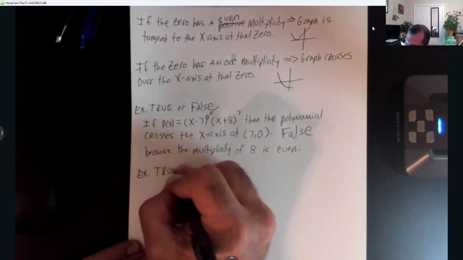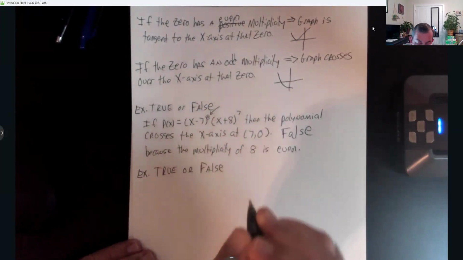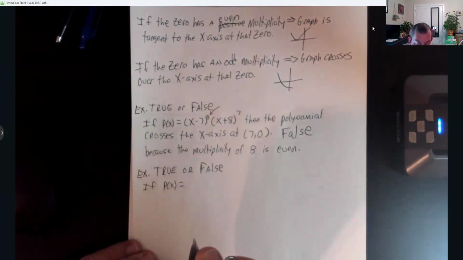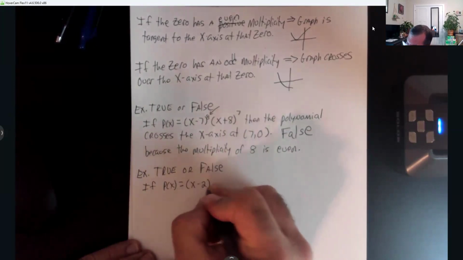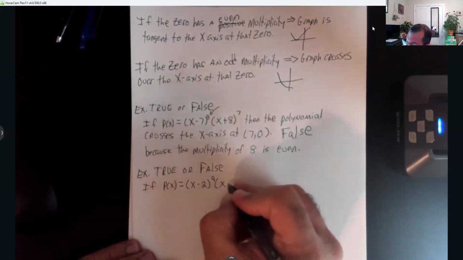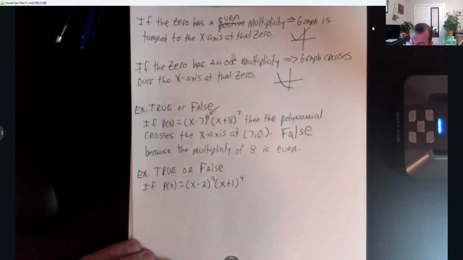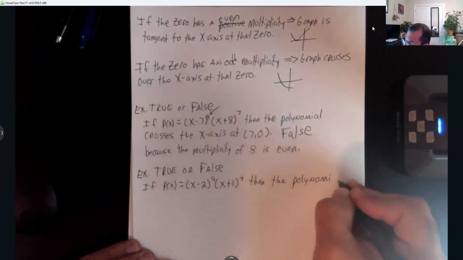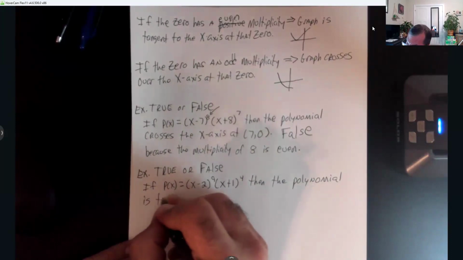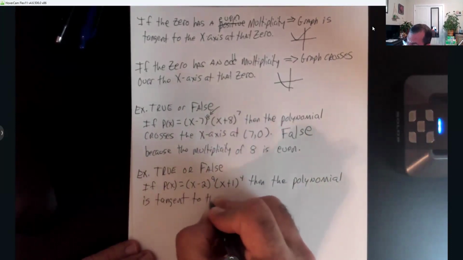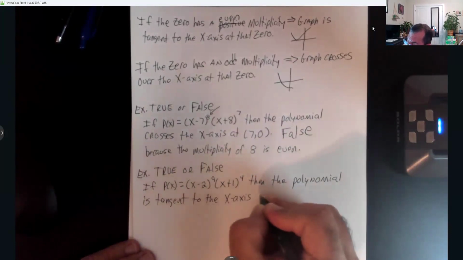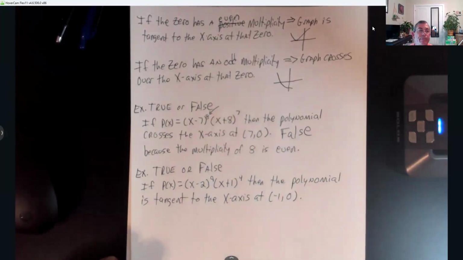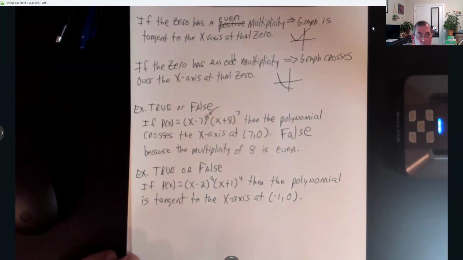So y'all, true or false on this one? If P of X equals (X minus 2) to the ninth times (X plus 1) to the fourth, then the polynomial is tangent to the x-axis at the point -1, 0. So is that true or false?